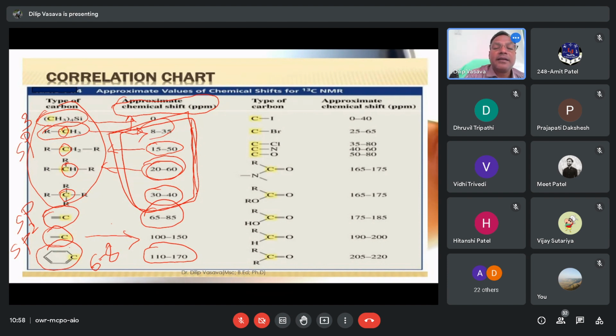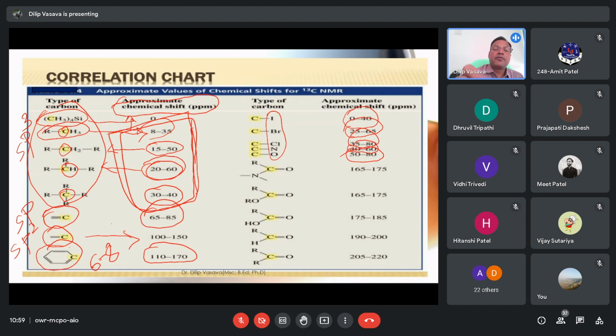When any other electronegative element or atom is attached to the carbon atom, then definitely the de-shielding effect will have an impact based on the electronegativity of the particular atom. So if I is attached to the carbon, then it falls around 0 to 40. When Br is there, 25 to 65. Cl is there, 35 to 80. N is there, 40 to 60. And oxygen is there, 50 to 80. So this is due to the presence of the electronegative atom. So the de-shielding effect is impacting on it.